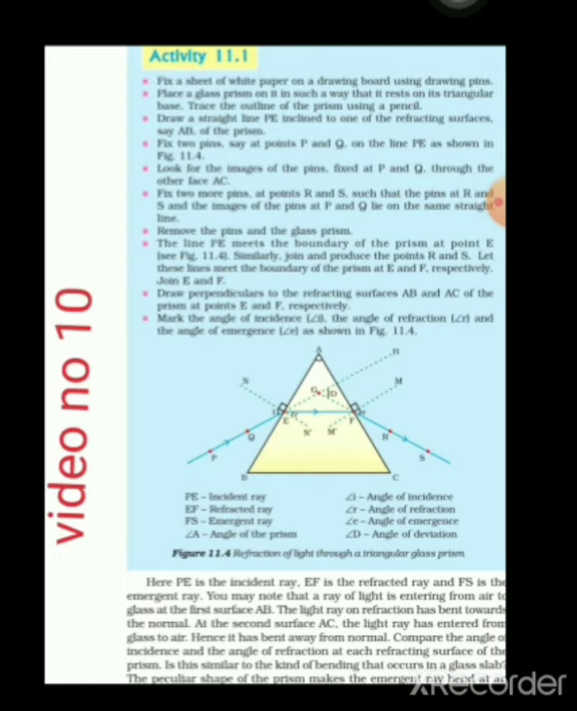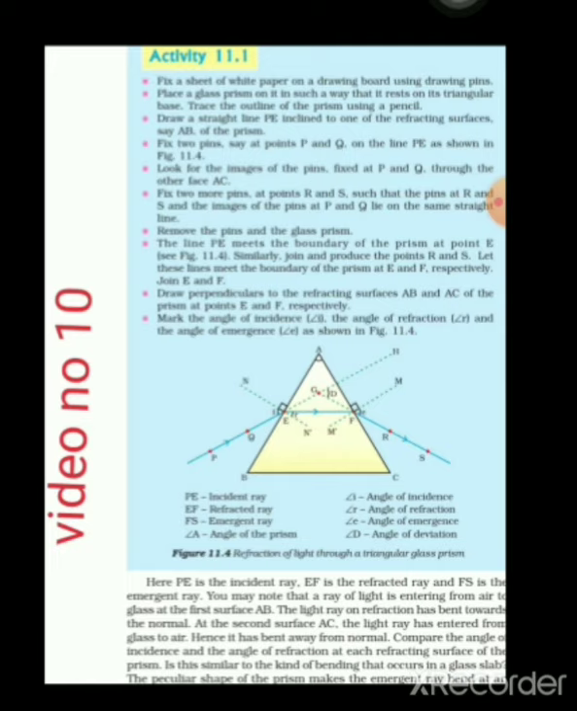Now angle I is the angle of incidence, angle R is the angle of refraction, angle E is the angle of emergence, while angle D is the angle of deviation. Here if you extend the incident ray PQ and you extend the emergent ray backwards, then they will touch each other at the point G as shown in the diagram. Then that angle D is known as the angle of deviation.